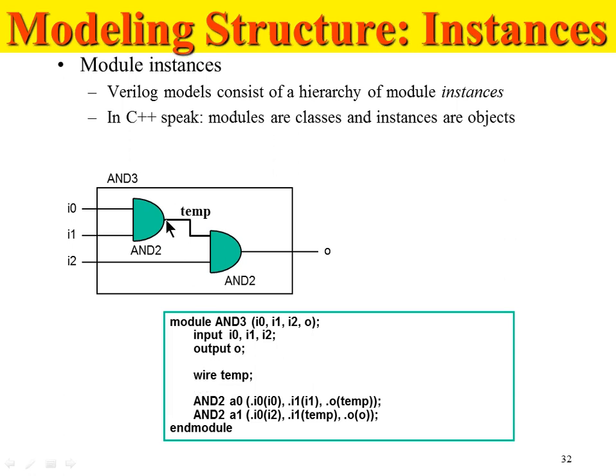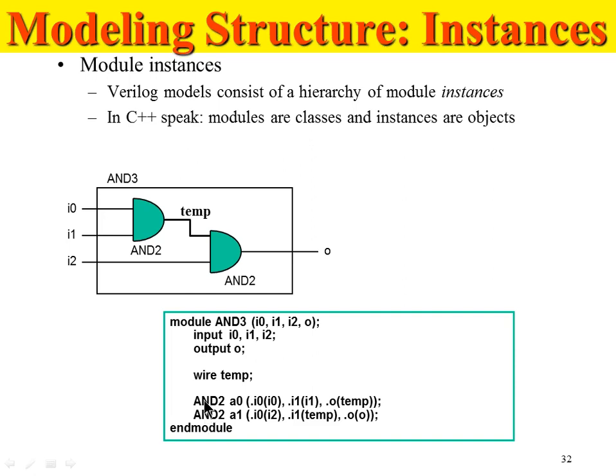We'll connect this point to this point. So there is a wire called temp which will connect this. Then I'm going to instantiate. The terminology is instantiating gates. I'm going to instantiate the AND2 gate two times. What that means is I'm going to create two copies of the gate.